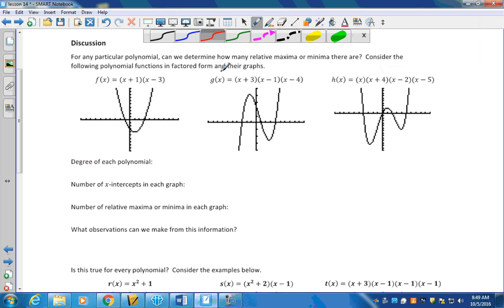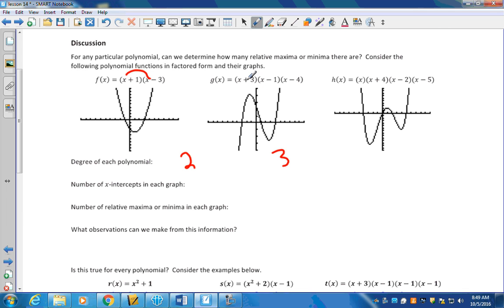The degree of each polynomial. What's the degree of this polynomial? 2, right? x times x is x squared. What's the degree of this polynomial? 3, because x times x times x would be x to the third.